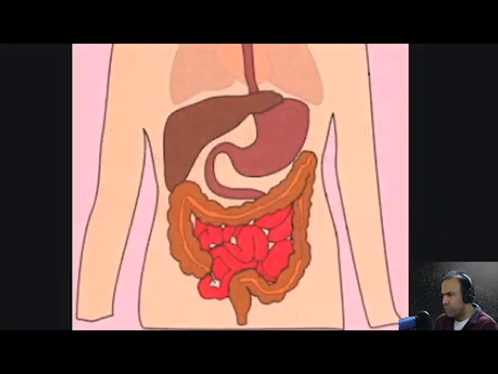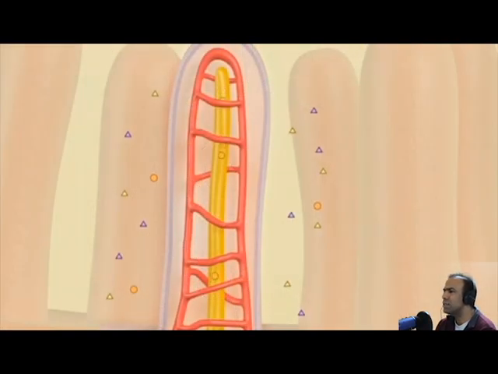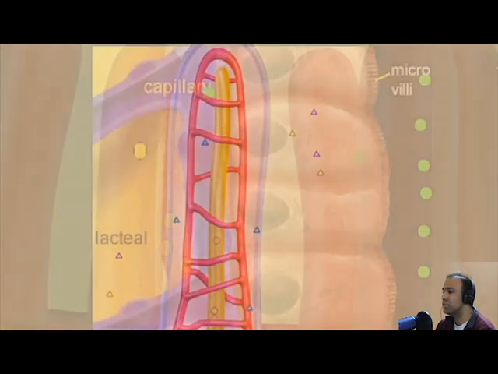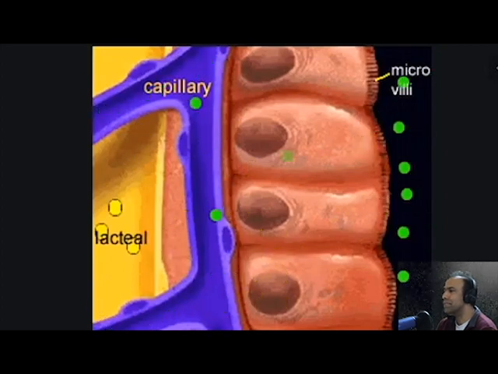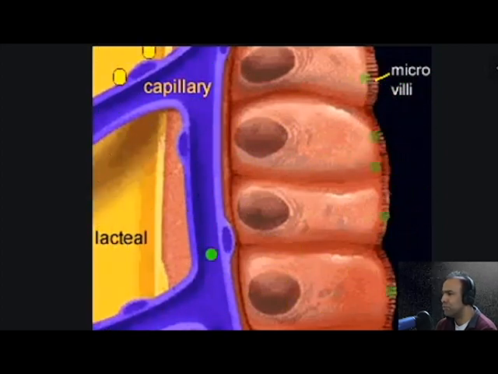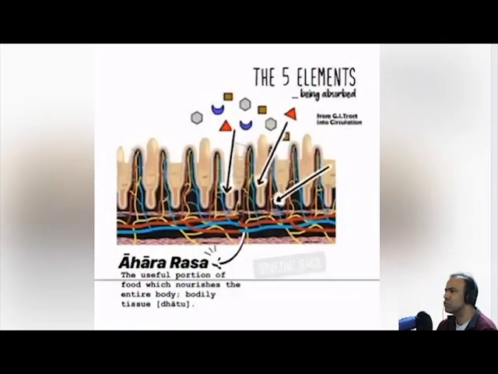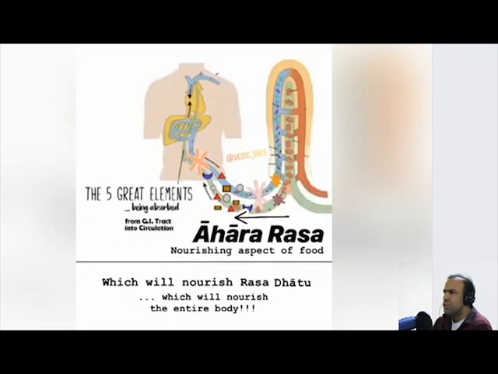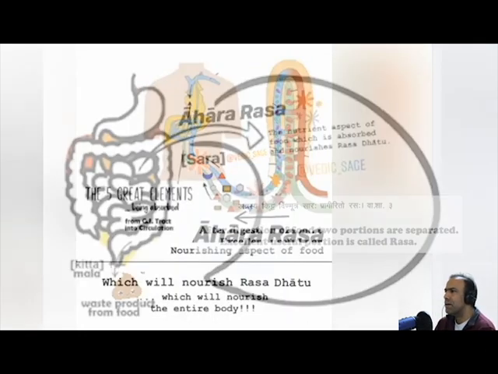So, starting from the point of complete digestion, the primary function of the small intestine is the absorption of nutrients and minerals found in food. Within the lining of the small intestine are villi, microvilli, and lymphatic vessels, which increases the amount of surface area available for the absorption of nutrients. And that which gets absorbed is ahara rasa.